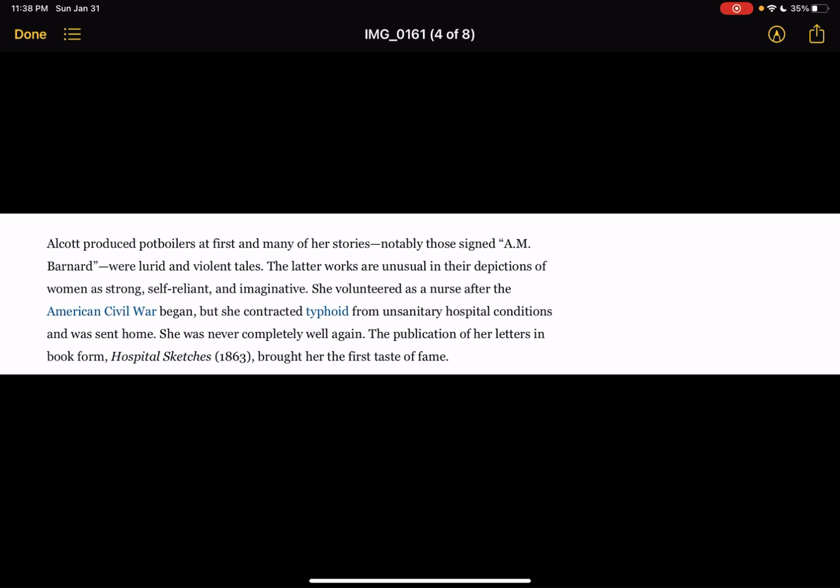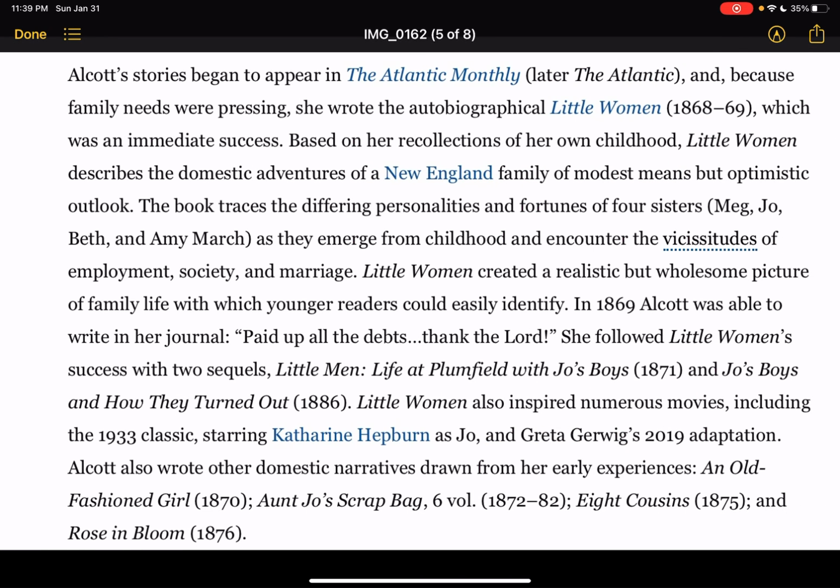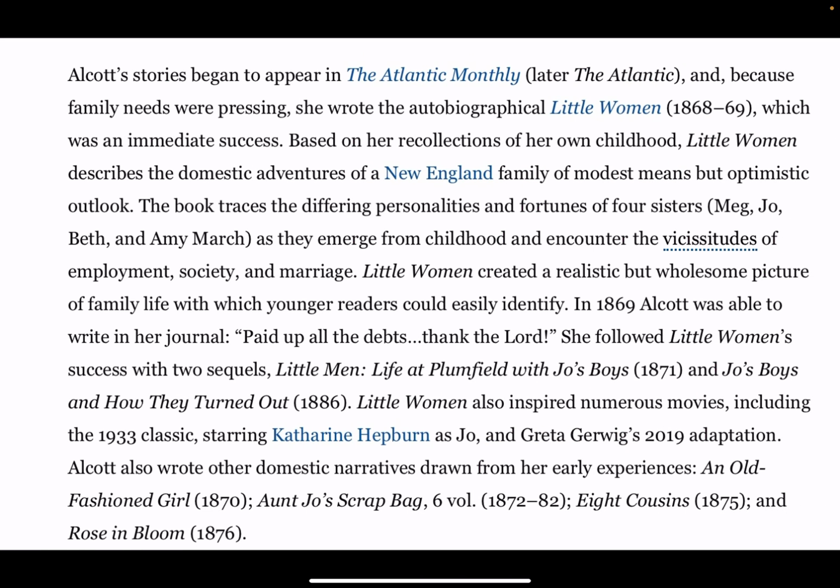Moving on. She volunteered as a nurse after the American Civil War began, but she contracted typhoid from unsanitary hospital conditions and was sent home. She was never completely well again. The publication of her letters in book form, Hospital Sketches, brought her first taste of fame. Her stories began to appear in the Atlantic Monthly, and because family needs were pressing, she wrote the autobiographical Little Women.